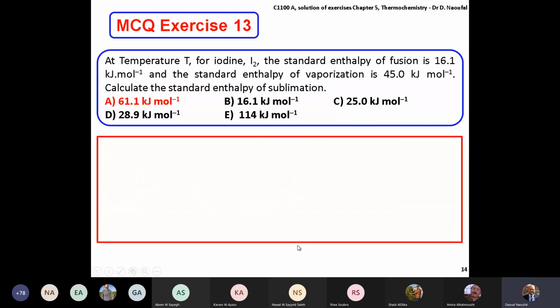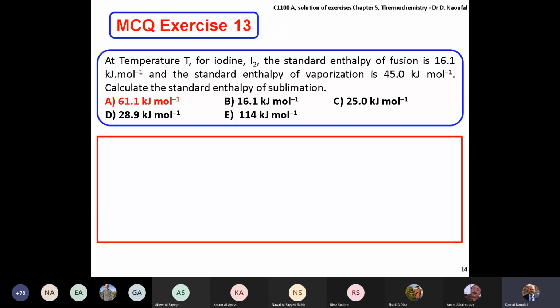Exercise 13. At temperature T for iodine I2, the standard enthalpy of fusion is 16.1 kilojoule per mole and the standard enthalpy of vaporization is 45. Calculate the standard enthalpy of sublimation.